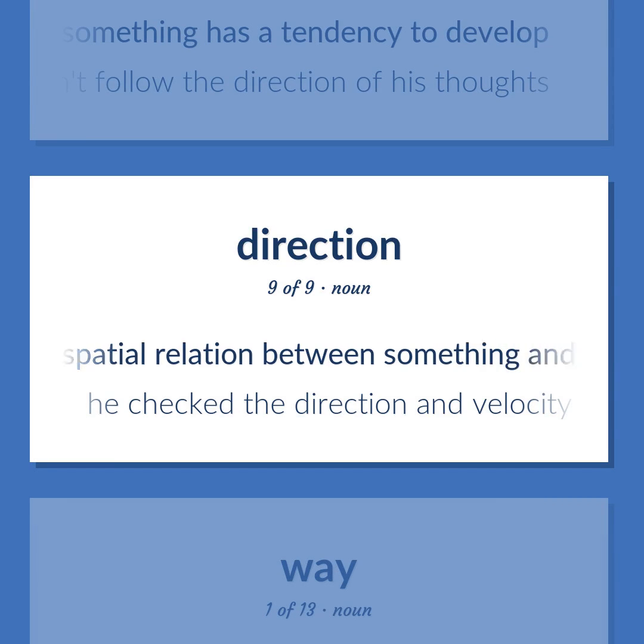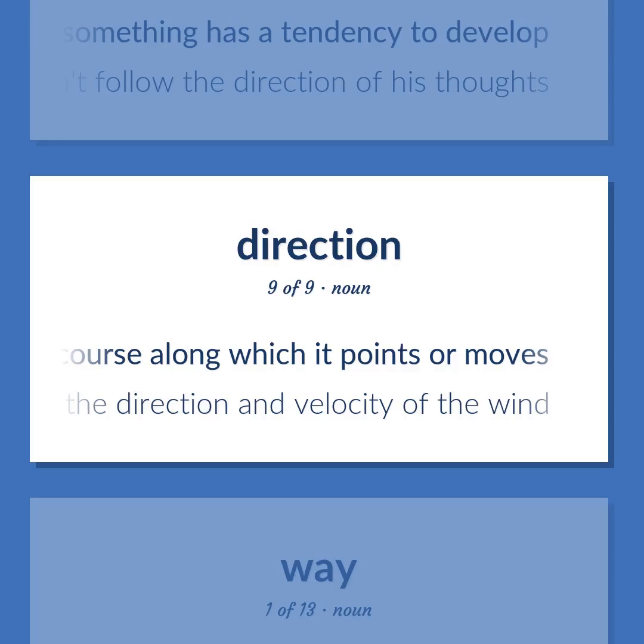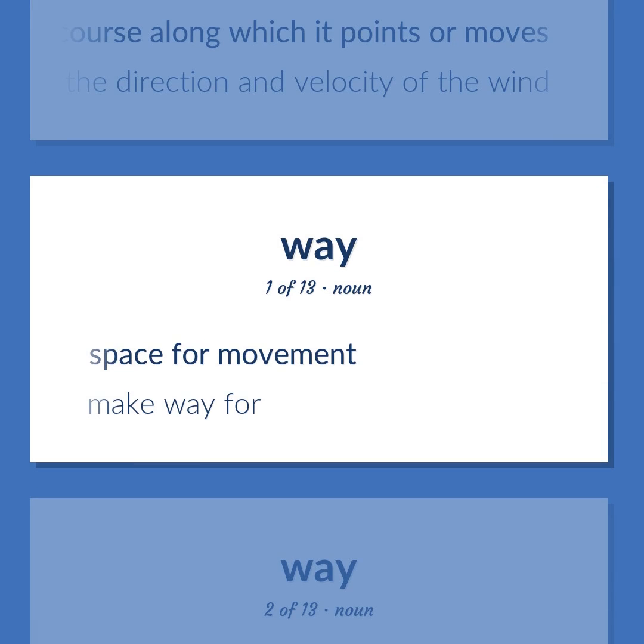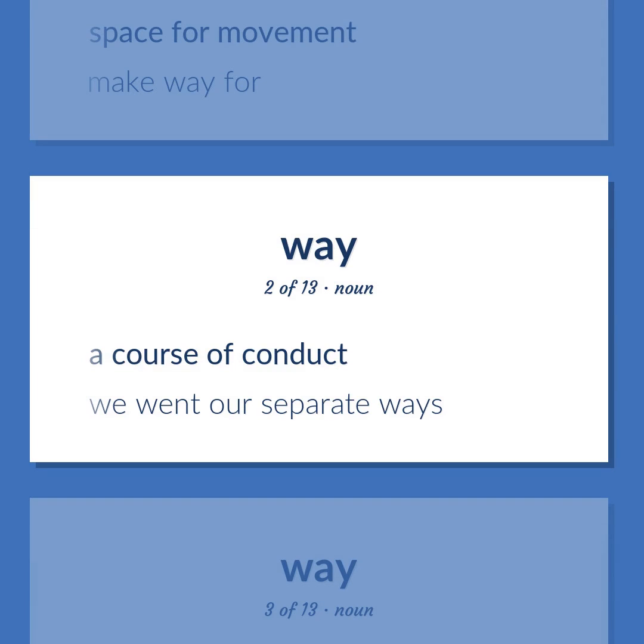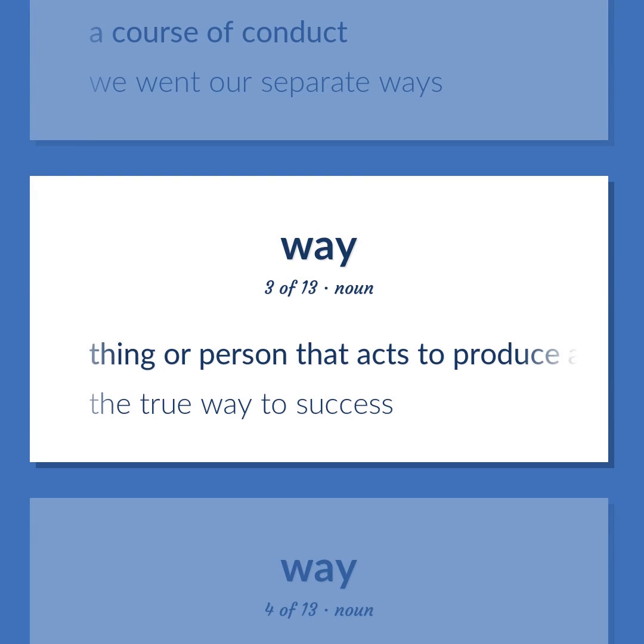The spatial relation between something and the course along which it points or moves. He checked the direction and velocity of the wind. Space for movement. Make way for. A course of conduct. We went our separate ways. Thing or person that acts to produce a particular effect or achieve an end. The true way to success.